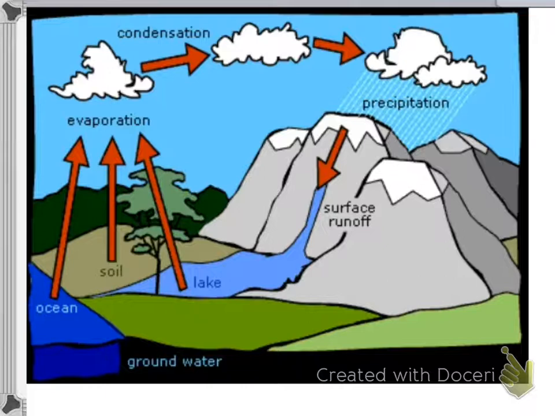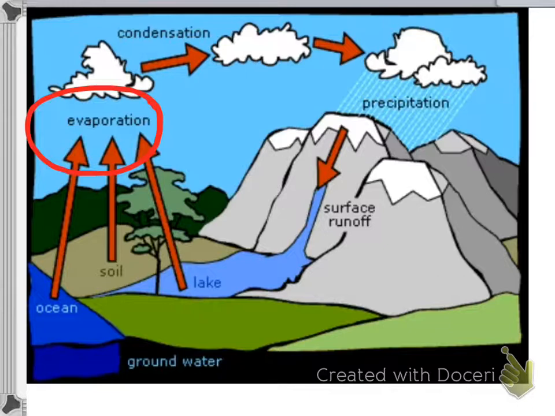First, let's start with evaporation. This occurs when heat from the sun causes liquid water to change to water vapor, a gas. Water evaporates from oceans, lakes, and rivers.